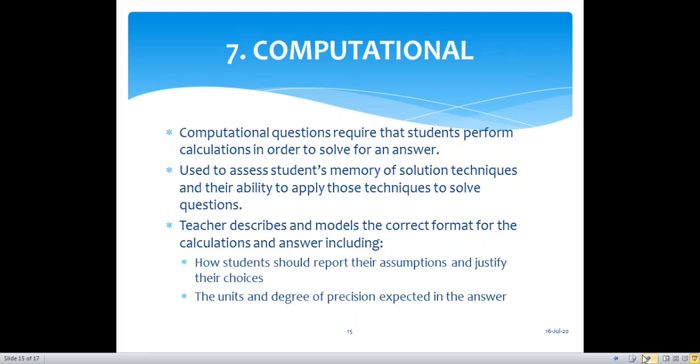And finally, we have the computational questions. Computational questions require that students perform calculations in order to solve for an answer, used to assess students' memory of solution techniques and the ability to apply those techniques to solve questions. The teacher describes and models the correct format for the calculations and answer, including how students should report their assumptions and justify their choices, and the units and degree of precision expected in the answer.